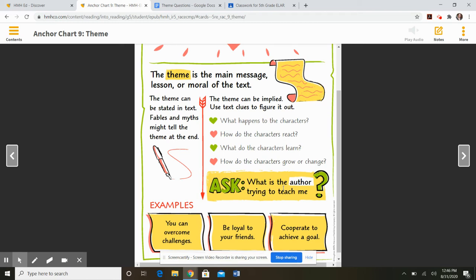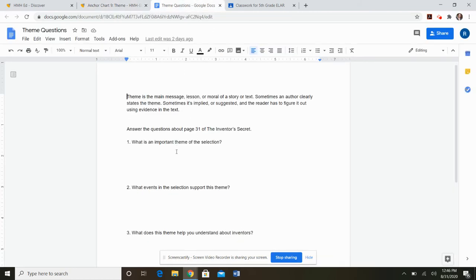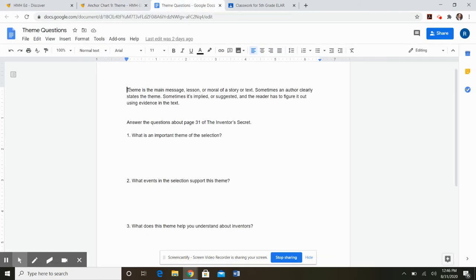Okay, when you identify a theme, it helps you find deeper meaning within the story. That's why we look for theme. We look for the deeper meaning of the story. And let's look at some questions that you're going to be answering today. Now, remember, read from the top all the way to the bottom.